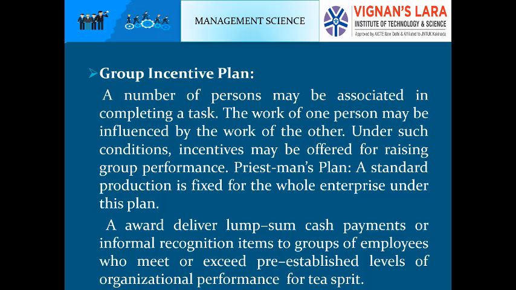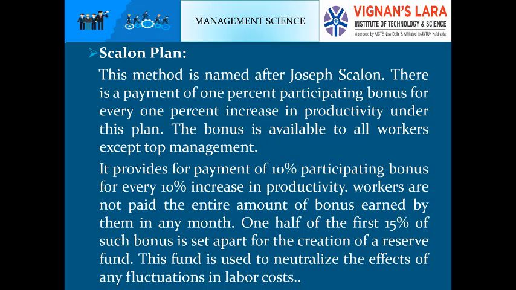So here a standard production is fixed for the whole enterprise. An award, a lump sum cash payment or informal recognition items for a group of employees, not for a single person, is called a group incentive plan. Under this, the first one is the Scanlon plan.